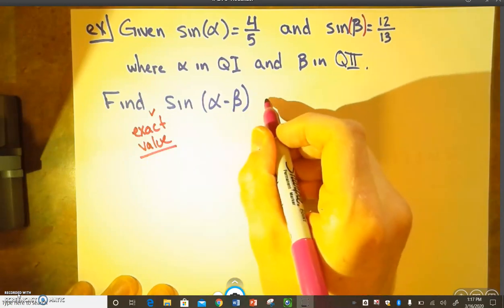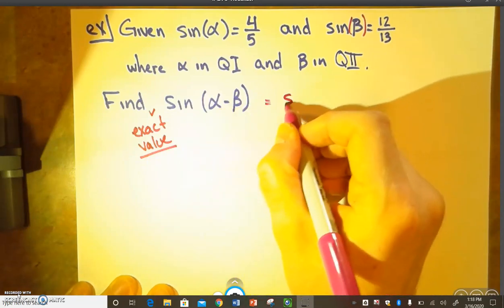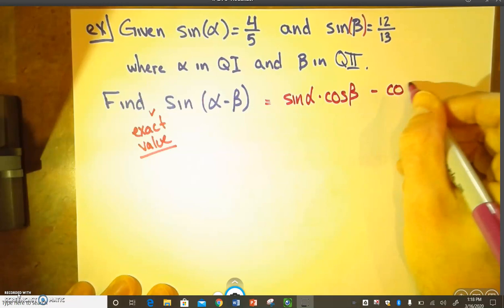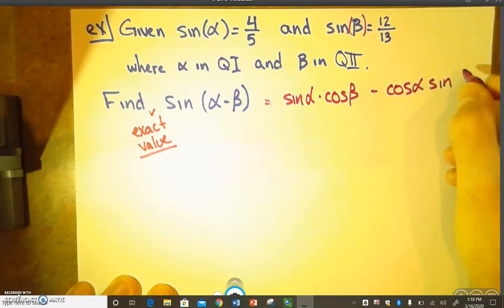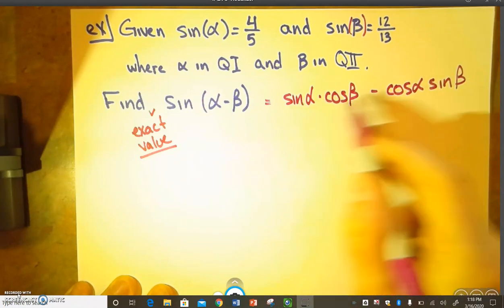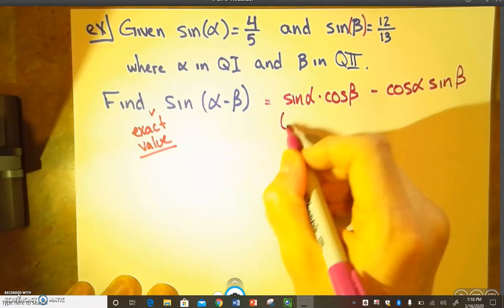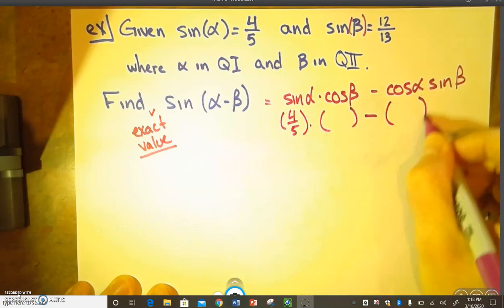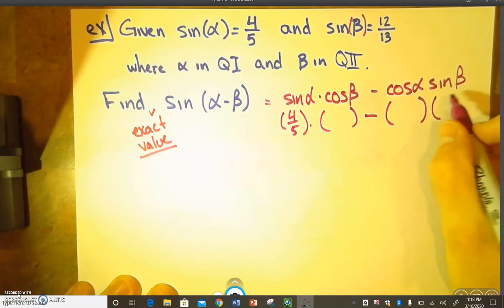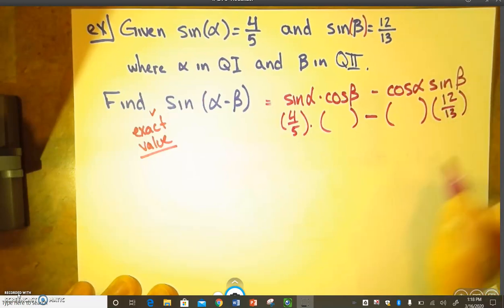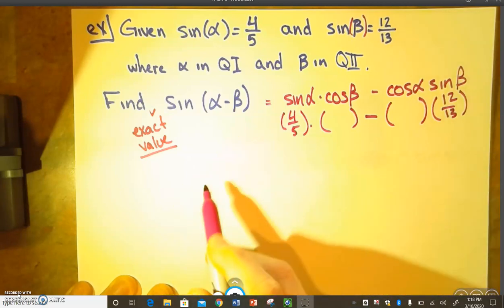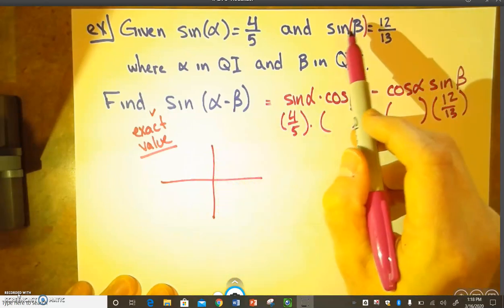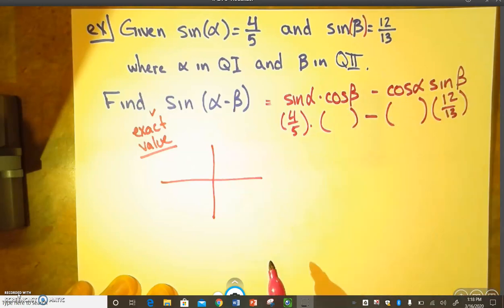So let's just start with our formula. Sine of alpha minus beta, we know, is sine alpha cosine beta minus cosine alpha sine beta. And we know two of these because they gave us the sine values. Sine alpha is 4/5. We don't know cosine beta, so I'm going to leave a little placeholder there. We don't know cosine alpha, and they gave us 12/13 as sine beta. So the challenge here, and it's not much of a challenge, is just setting up a useful little triangle for both alpha and beta and figuring out what those cosine ratios are.